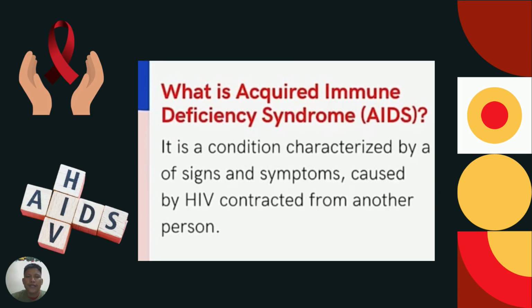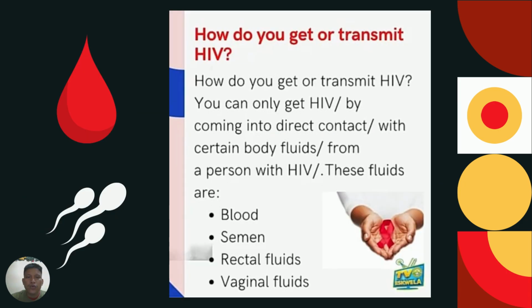So how about AIDS? AIDS is a condition characterized by symptoms and signs caused by the HIV contracted from another person. So how do you get or transmit HIV? You can only get HIV by coming into direct contact with certain body fluids from a person with HIV. These fluids are the following: we have here the blood, the semen, the rectal fluids, and the vaginal fluids.